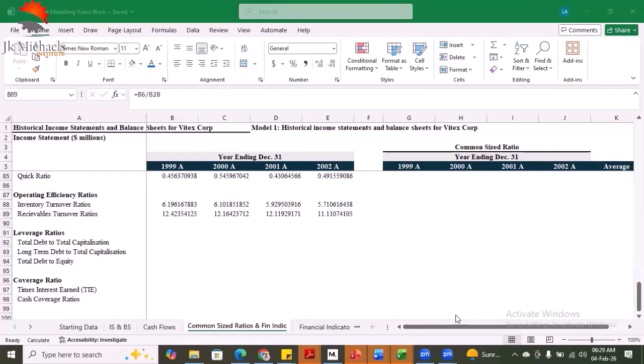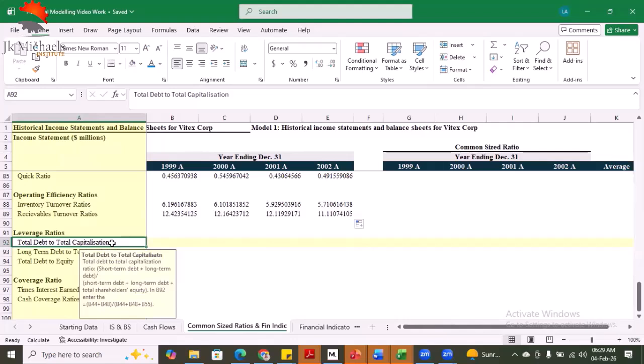And then, almost at the end of this, we have total debt to total capitalization, right? So we have total capitalization being a combination of short-term debt, long-term debt, and shareholders' equity, right? So total debt to total capitalization will be your total debt, short-term and long-term debt, divided by your short-term debt, long-term debt, and shareholders' equity, right? So let's do that.